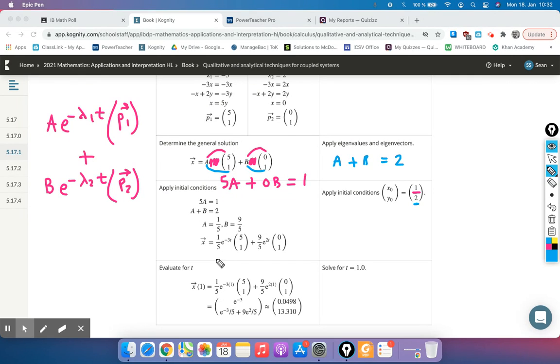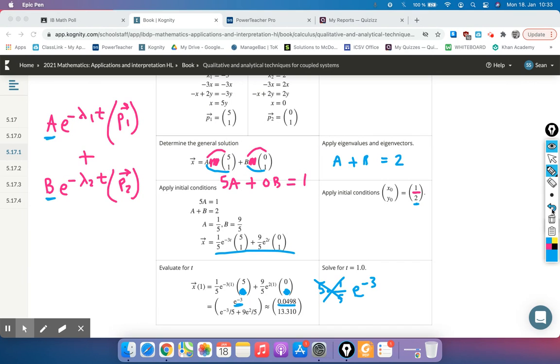And then you plug those values in for a and b. That's what they've done here. Okay, that's the next step. And then to solve, ignore the y value for now. Just do 1/5 e to the minus 3 times 5. I can put the 5 here, and that's going to cancel out. So that's why they just have e to the minus 3. And then you just evaluate with the calculator.